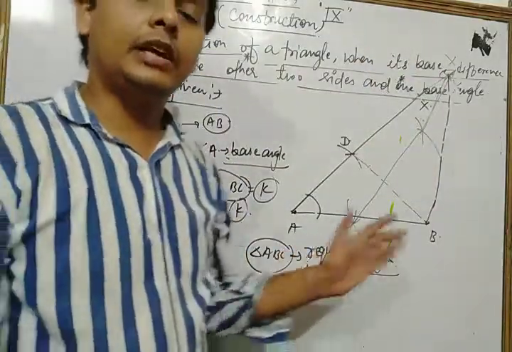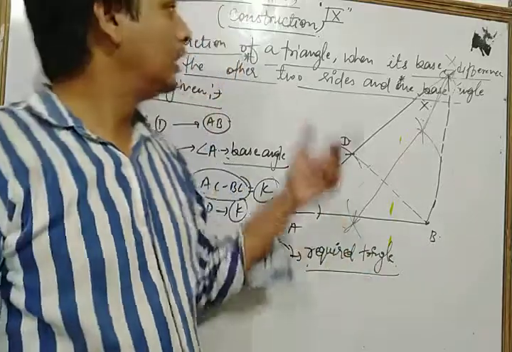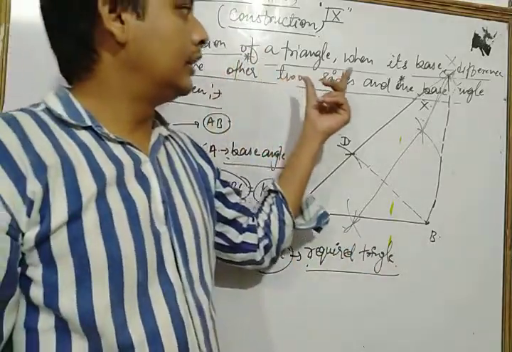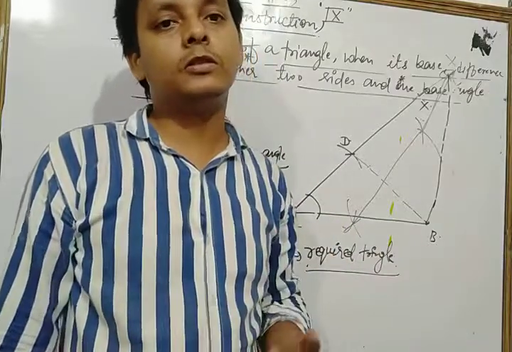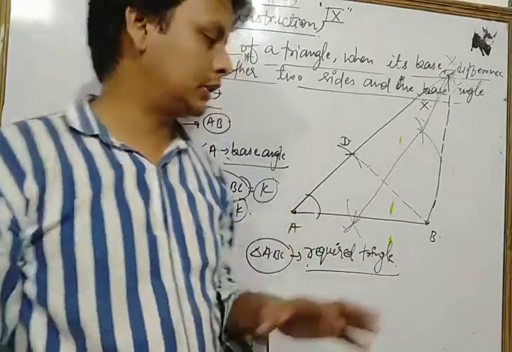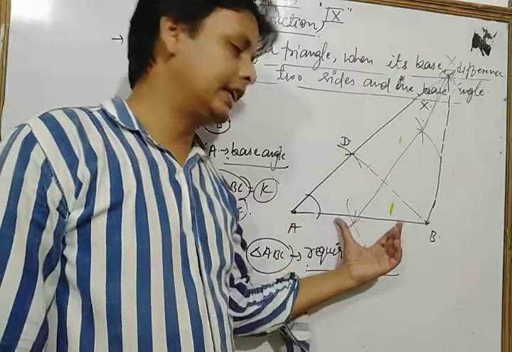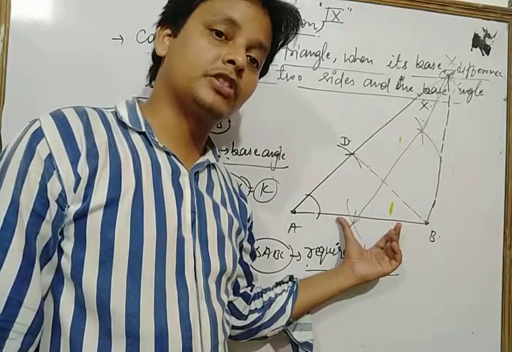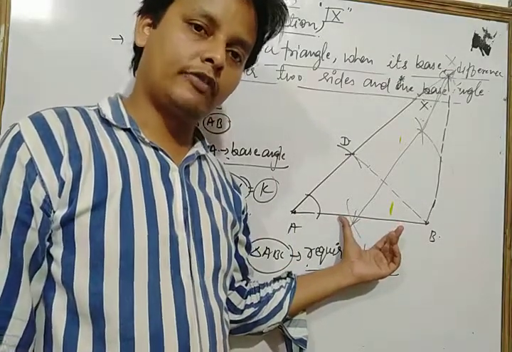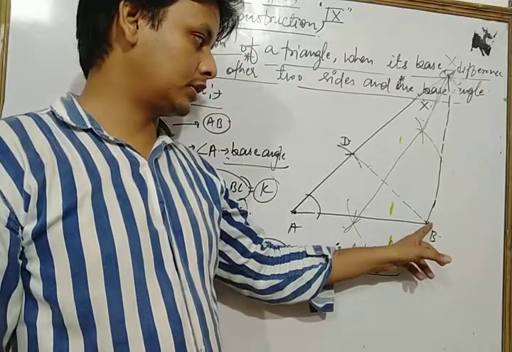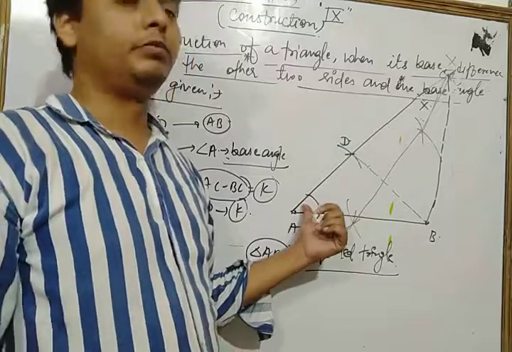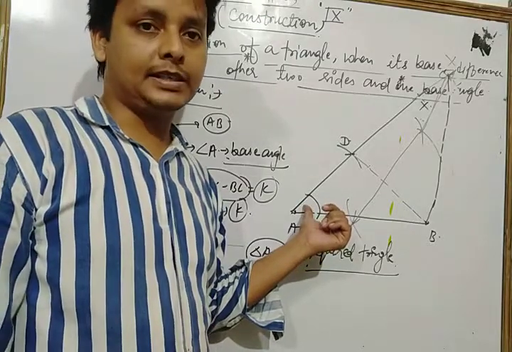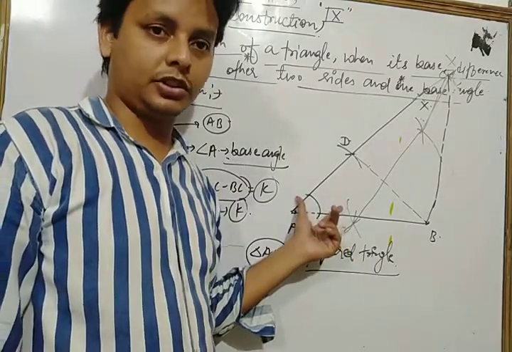Dear students, in that topic, when its base, the difference between the other two sides, and one base angle are given, in that condition, first of all, we draw the length of its base, which is given in our question. After that, we construct an angle BAX, that is angle A, one base angle which is given in our question.